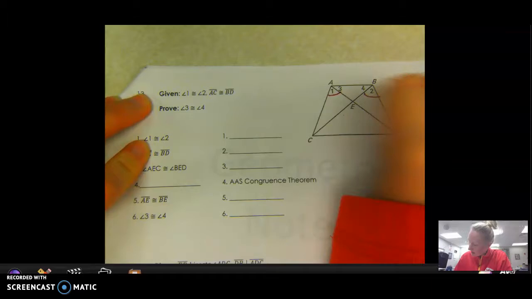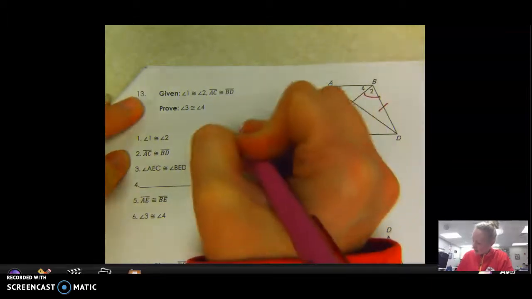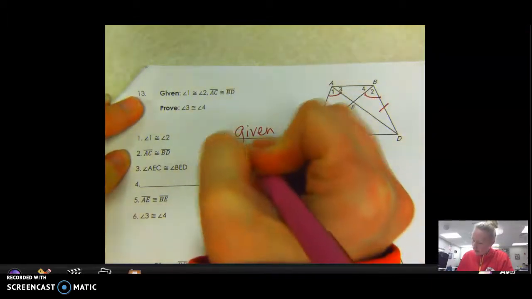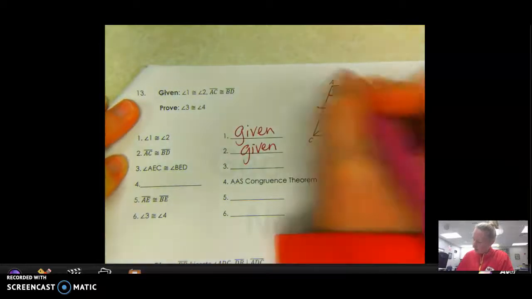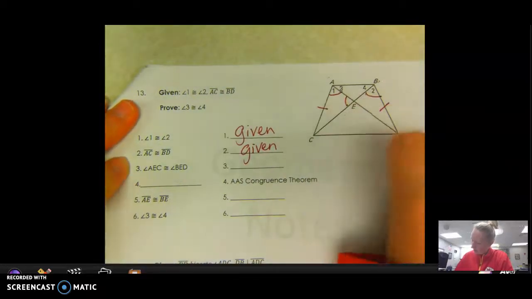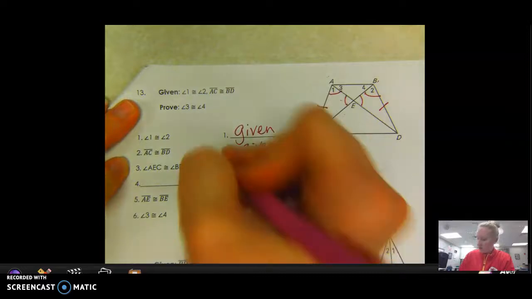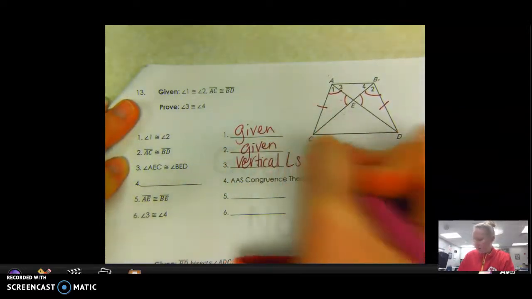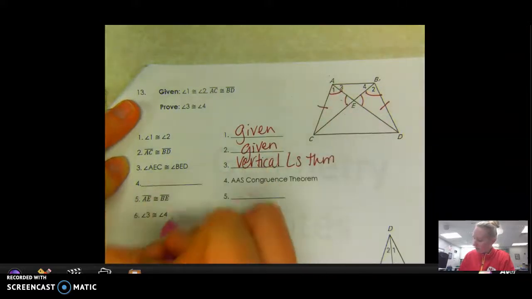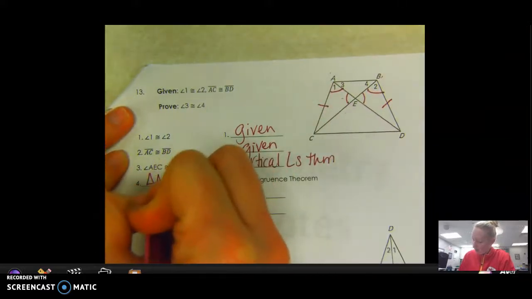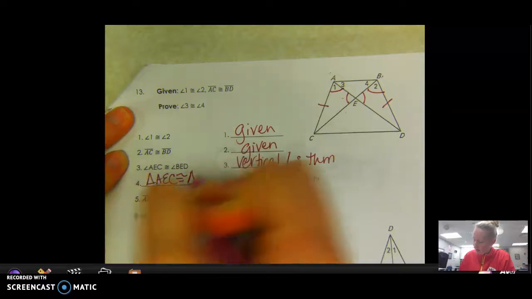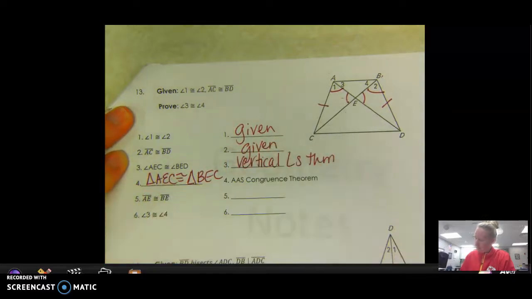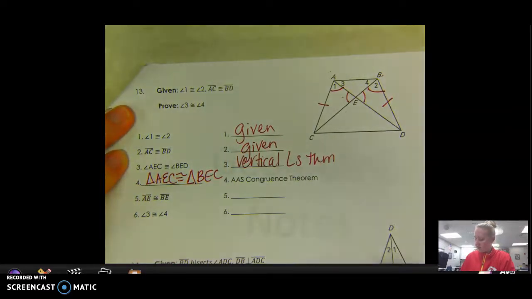All right, number 13. Angle 1 is congruent to angle 2. A to C is congruent to B to D. This is a given. This is a given. A to E to C, this angle is congruent to B to E to C, this angle. Those are across from each other, right? So that's the vertical angles theorem. Therefore, this triangle is congruent to this triangle by angle, angle, side congruence. So triangle AEC is congruent to triangle BEC by angle, angle, side congruence theorem.